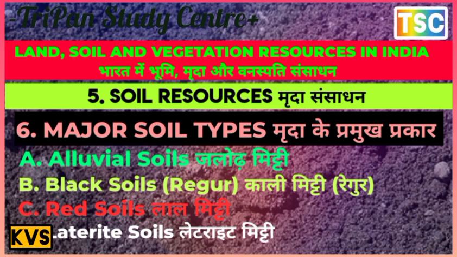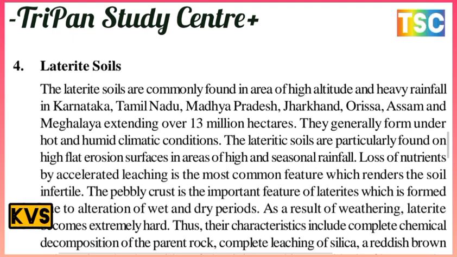The next one is laterite soil, which is most important here. The laterite soils are commonly found in areas of high altitude and heavy rainfall in Karnataka, Tamil Nadu, Madhya Pradesh, Jharkhand, Orissa, Assam and Meghalaya, extending over 13 million hectares. They generally form under hot and humid climatic conditions.